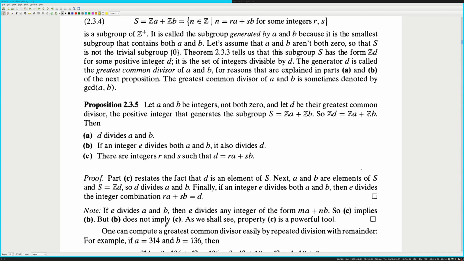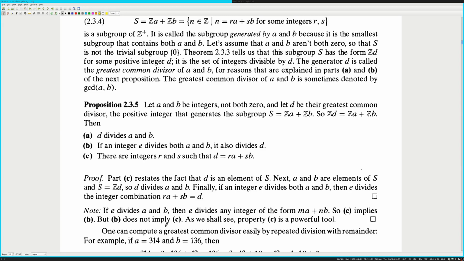Proof. Part C restates the fact that D is an element of S, right? Next, A and B are elements of S, and S is equal to ZD. So D divides both A and B, right? Finally, if an integer E divides both A and B, then E must divide their greatest common divisor, okay, yeah, that makes sense. The integer combination RA plus SB is equal to D, right? Note, if E divides A and B, then E divides any integer of the form MA plus NB.